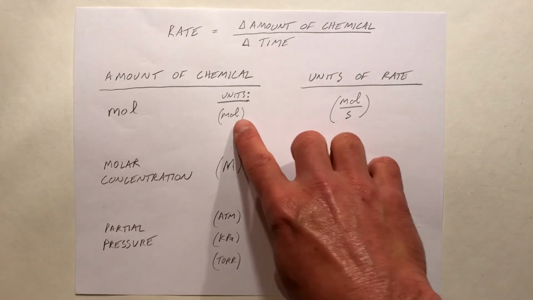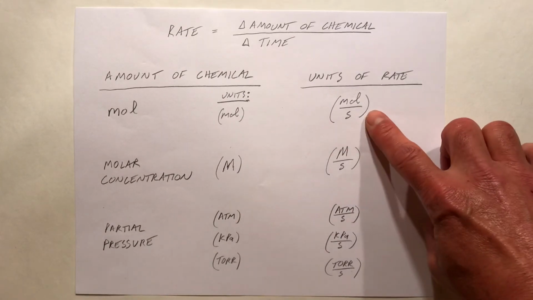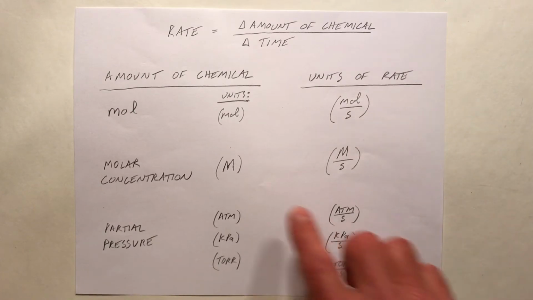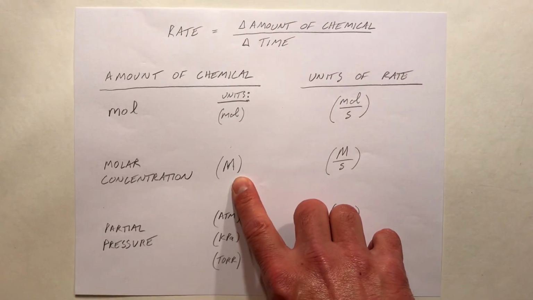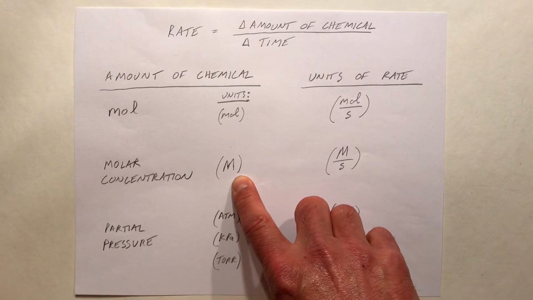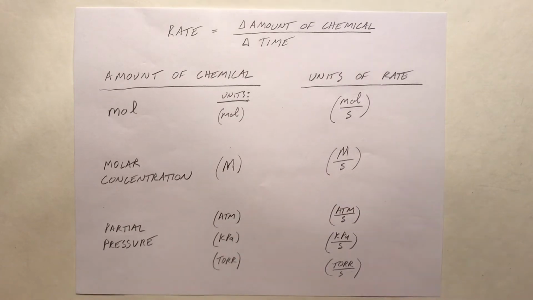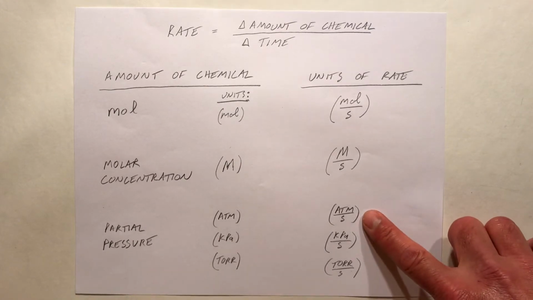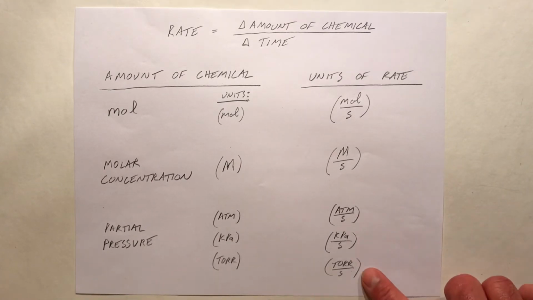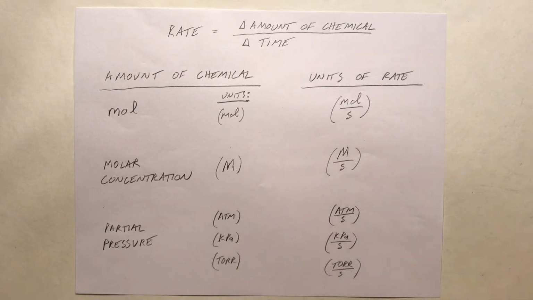So the units of moles would just be moles, and then the units of rate would be mole per second. The units of molar concentration is just capital M, molar, or moles of solute per liter of solution. And then the units of rate would be molar per second. And partial pressure could be in atmospheres or kilopascals or torr. And then the units of rate would be atmosphere per second, kilopascal per second, or torr per second. And once again, a torr is a millimeter of mercury. And by the way, you don't have to use seconds for the unit of time. You could use any unit of time that you wanted.